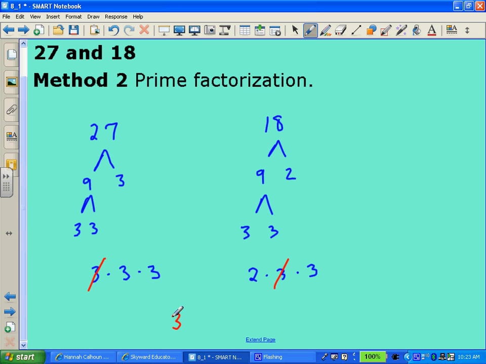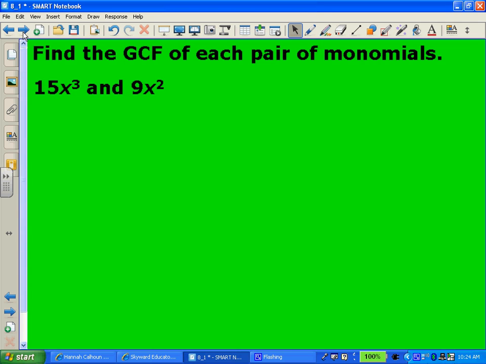Okay, so I have a 3 here and a 3 here, so I know that 3 is part of the GCF. Now I also have another pair of 3's, so I also have another 3 in the GCF. Now that's the only pairs that I have, so I multiply those together, and I figure out that my GCF is 9. Okay, so with the prime factorization, once I write them, I look for pairs, and however many pairs I find, I multiply those together, and that gives me whatever the GCF is.